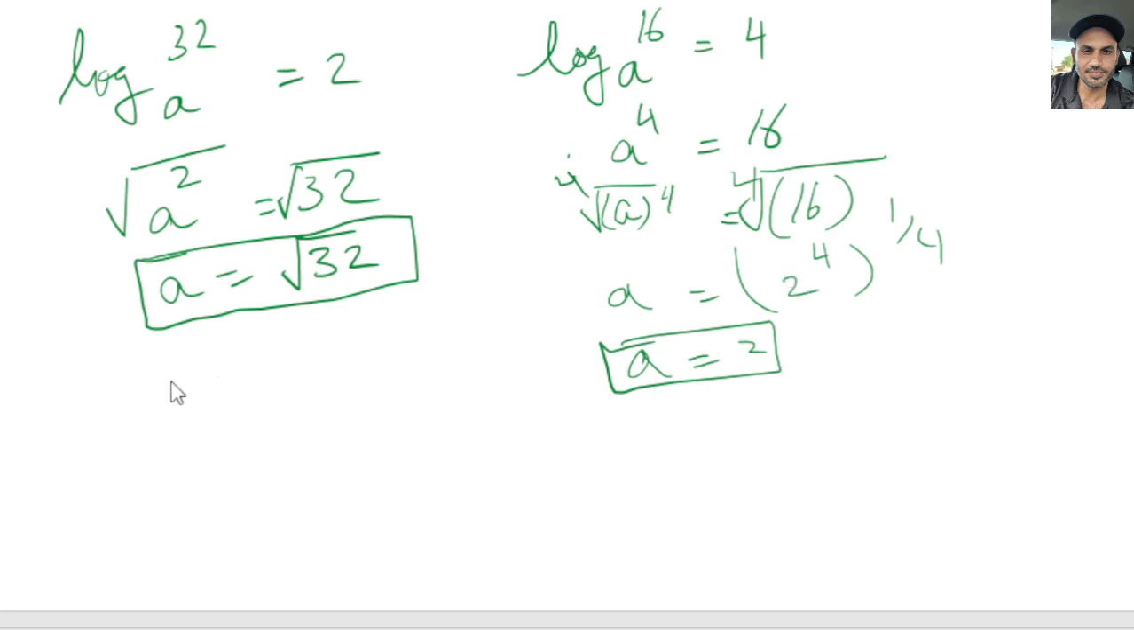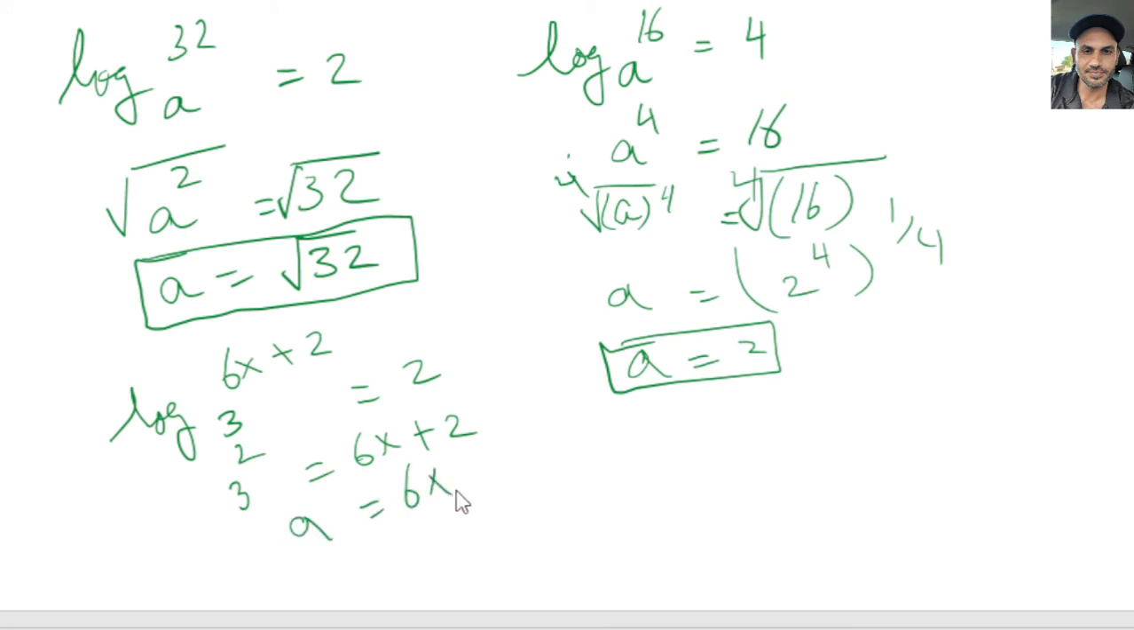And the next example, we have a little more complicated. Log of 6x plus 2 with base 3 equals 2. Now we're going to convert this: 3 to the 2 equals 6x plus 2. 3 to the 2 is 9, which is equal to 6x plus 2. And then you subtract 2 from both sides. So we have 6x equals 7 and x equals, you divide both sides by 6, you get 7 over 6.